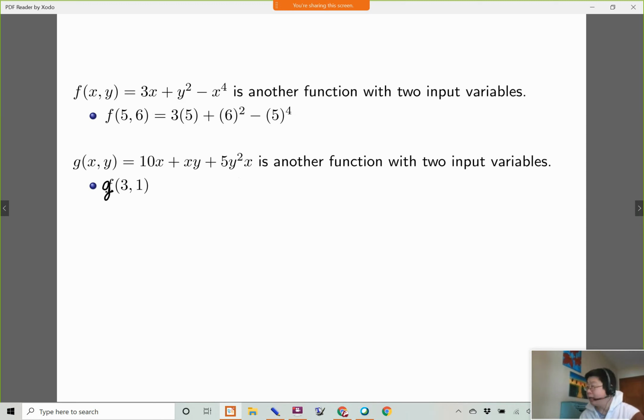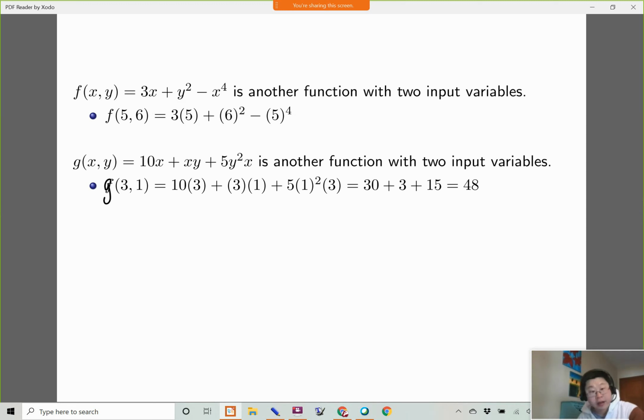I'd like to find g of 3 comma 1. So plugging in to this formula, plugging in 3 for every x and 1 for every y, I believe it looks like that, if I didn't make any other mistakes here. Yeah, 3 for every x, 1 for every y. And I'd say just leave it like that, right? But I wanted to make a point, so I simplified this down to 48.